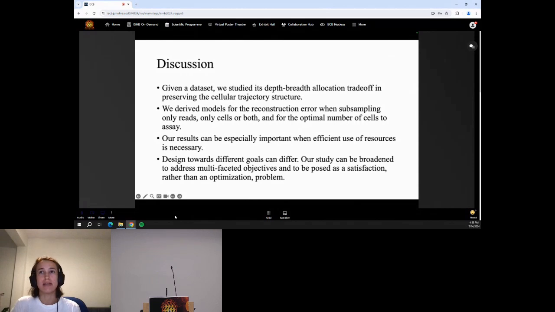And like our study, there are other studies optimizing experiments towards alternative objectives. So for instance, there is work by Zhang et al. that studies the experimental design towards capturing the statistics of specific genes of interest. When these are lowly expressed genes, capturing many cells at low depth is preferred, which may clash with the optimal setup for trajectory reconstruction. So therefore, as future work, our study can be broadened to address multifaceted objectives and to be posed as a satisfaction problem instead.